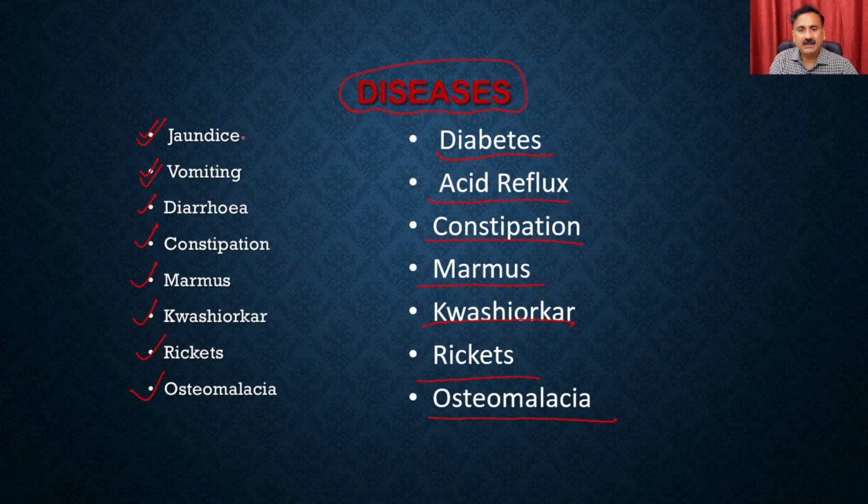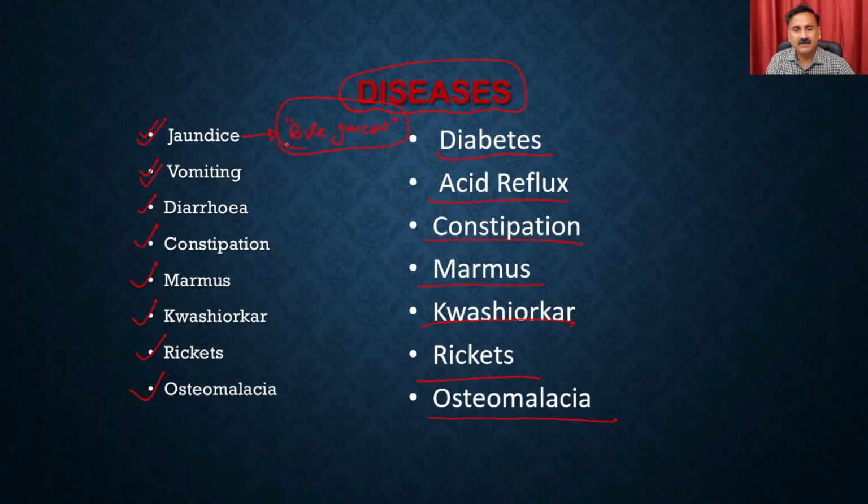For example, jaundice is a disease where you have the accumulation of bile juices within the blood, and because of that it disturbs the overall metabolism of the person, and that's how it can cause the death of the person. Jaundice is associated with liver dysfunction. Similarly, we have vomiting.